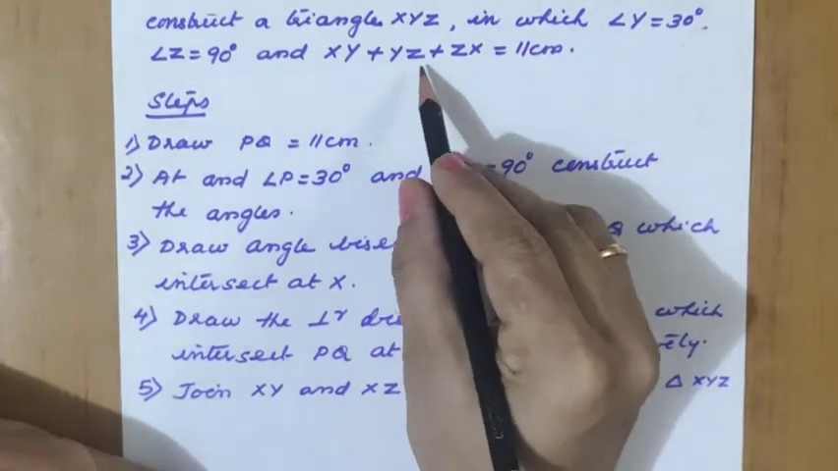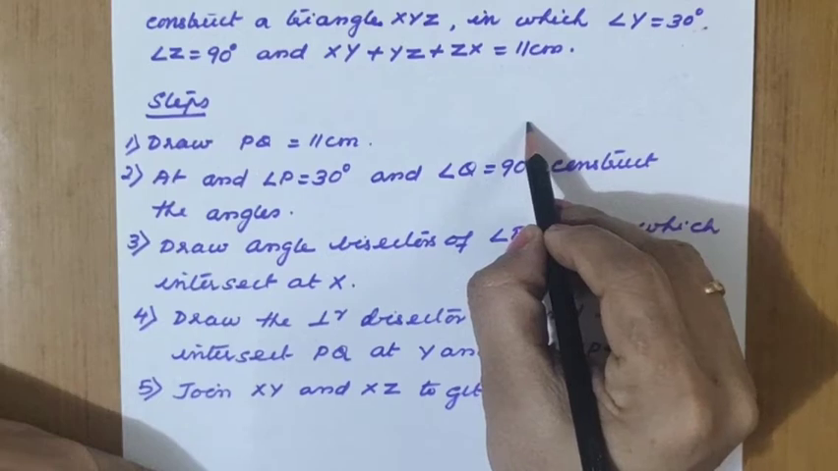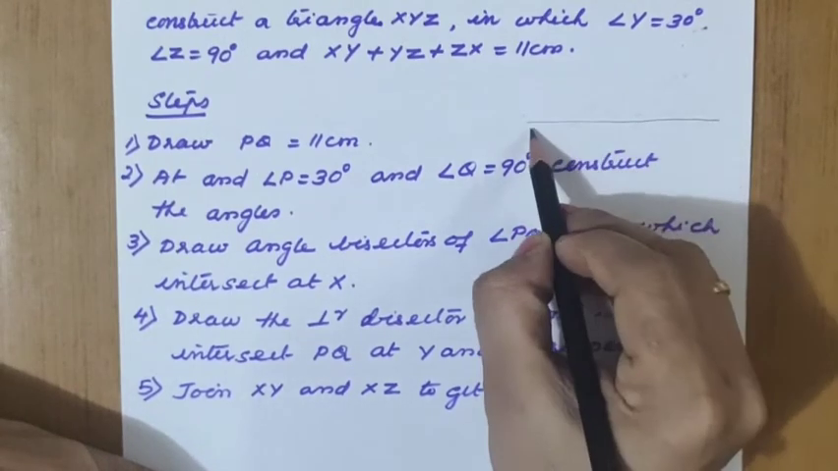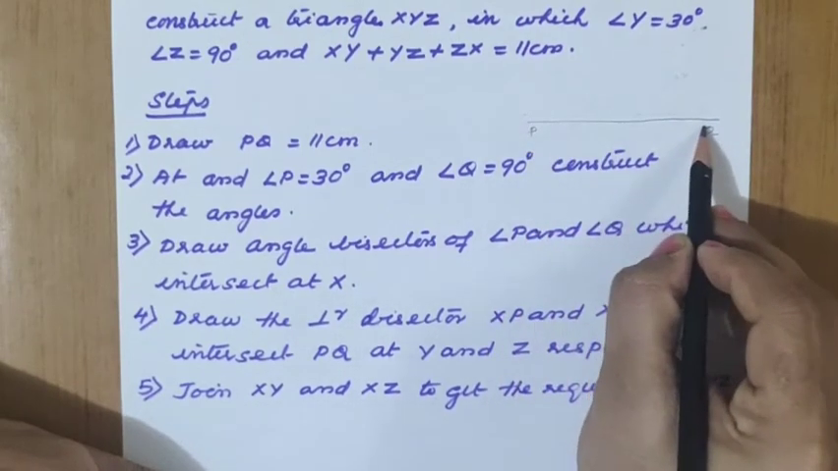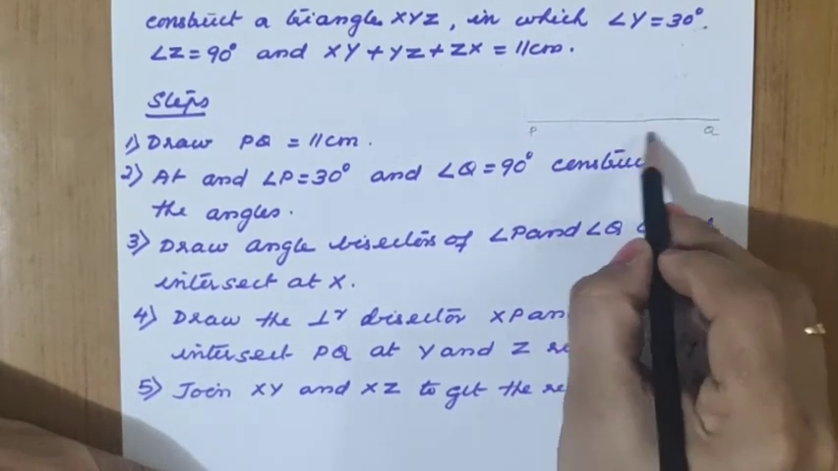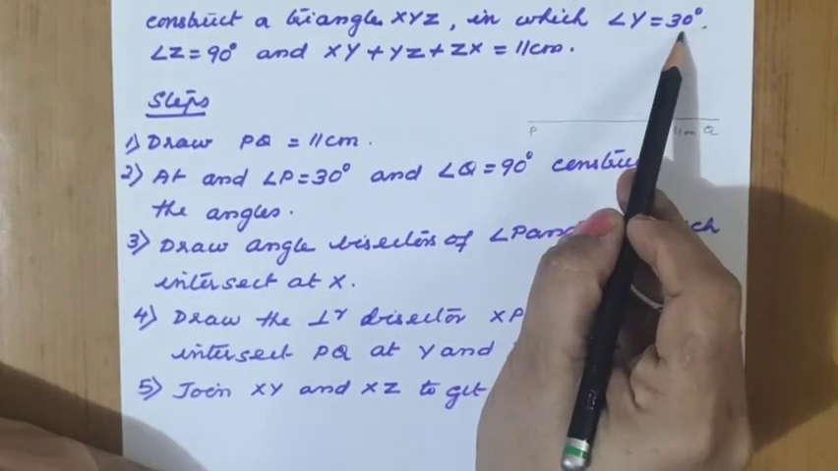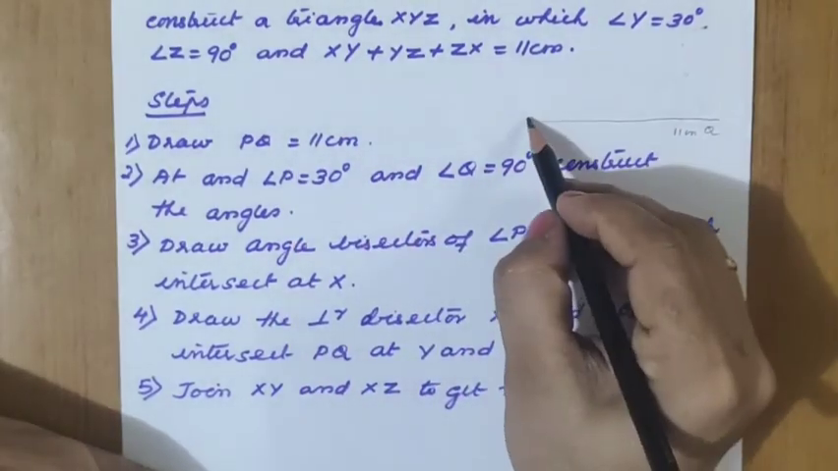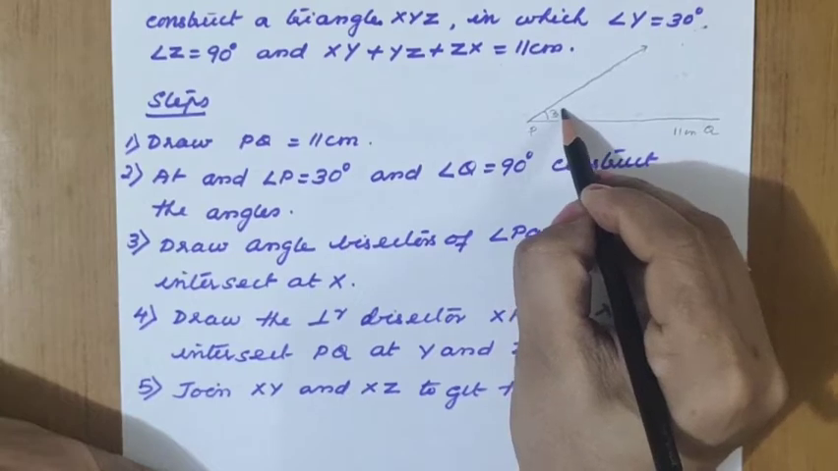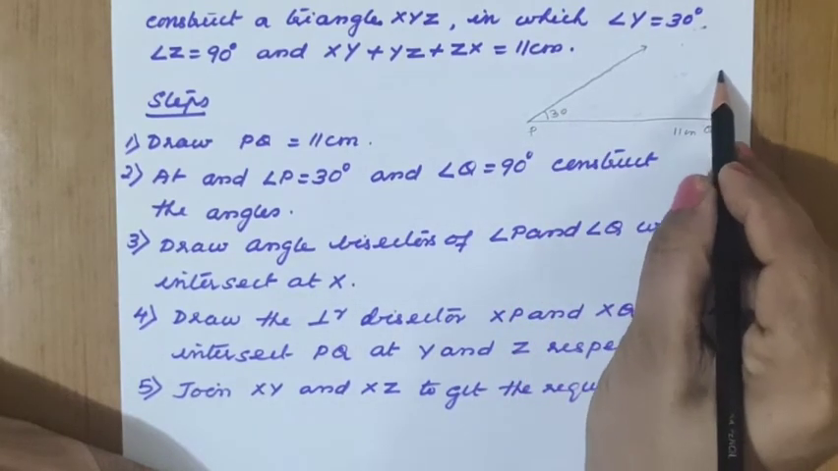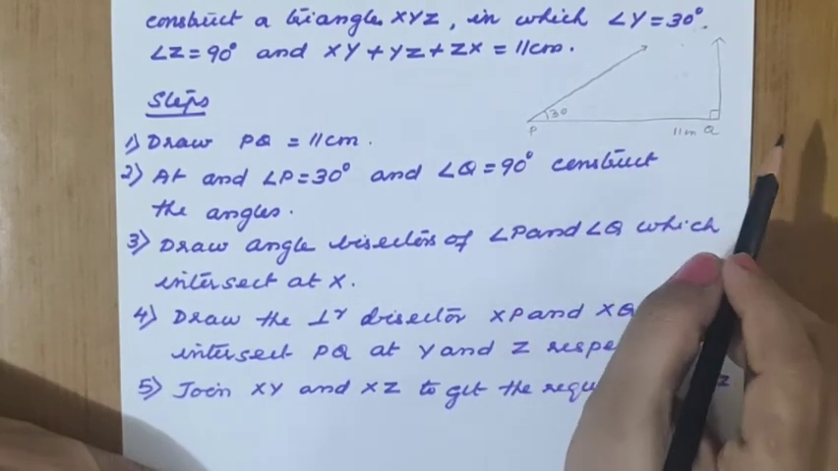Since XYZ is a triangle, we are not using XY, YZ, ZX directly. What we are using is this: we draw PQ equal to 11 centimeters. That means it is equal to the perimeter, so the total length PQ is 11 centimeters only. Now what are the base angles given? 30 degrees and 90 degrees. So at P we have to construct 30 degrees, and at Q 90 degrees. Whatever angle is given, that only we have to construct.